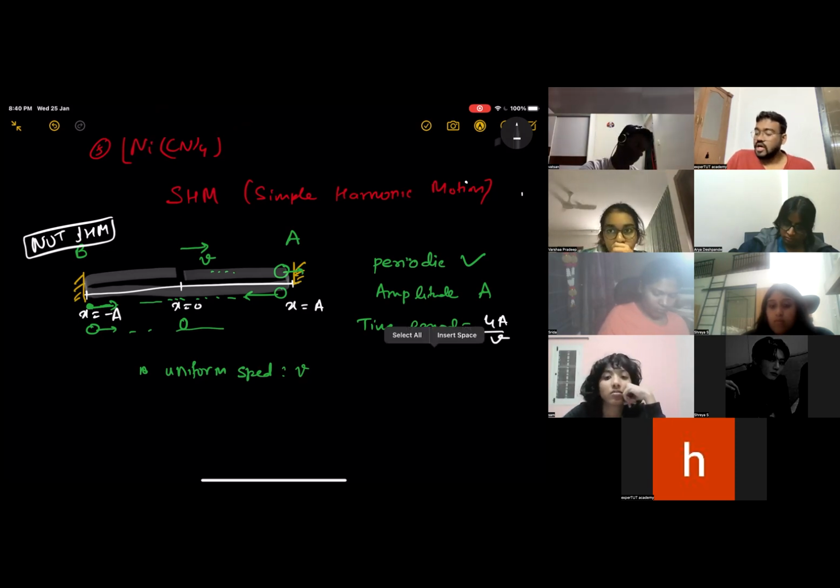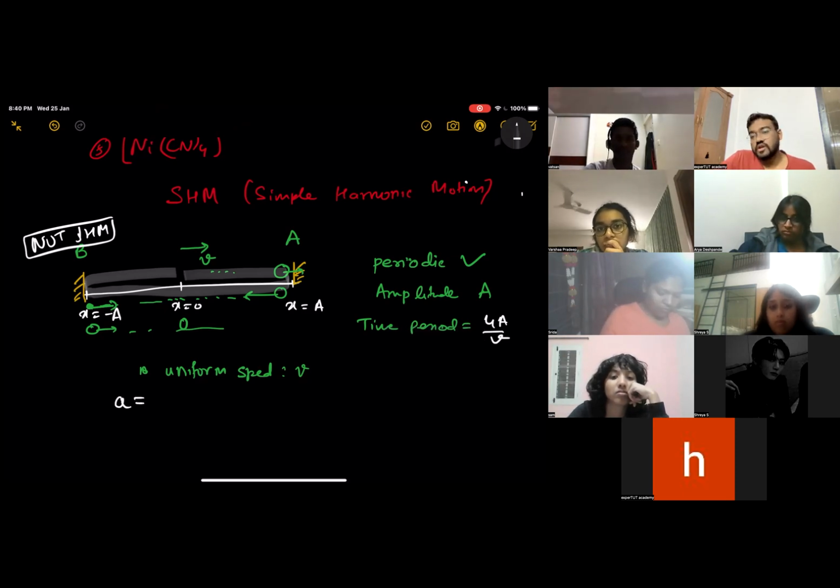If you ask about the acceleration of this ball, what is the acceleration of this ball? 0. Yes, it is 0. Why? Because there's no rate of change of speed. Because it is uniform speed, right? So acceleration is 0, right?